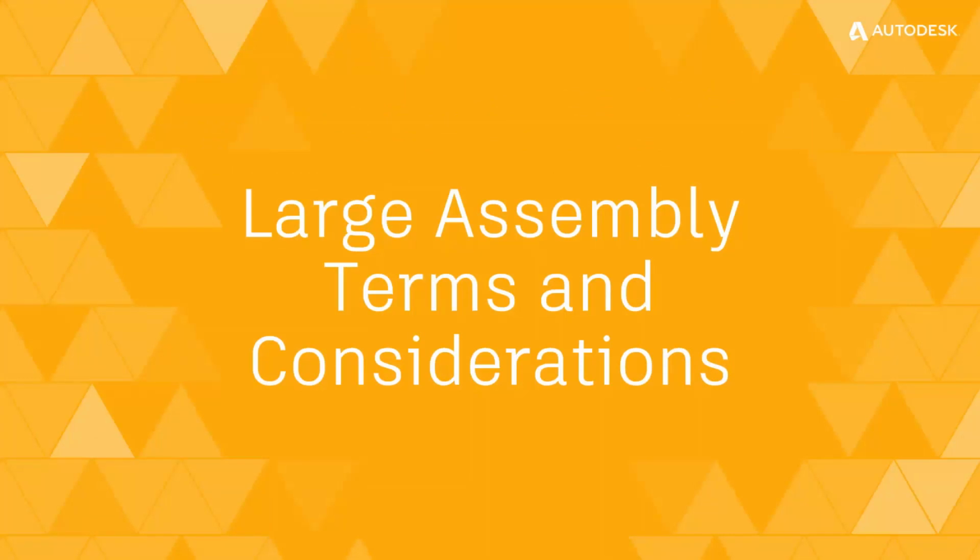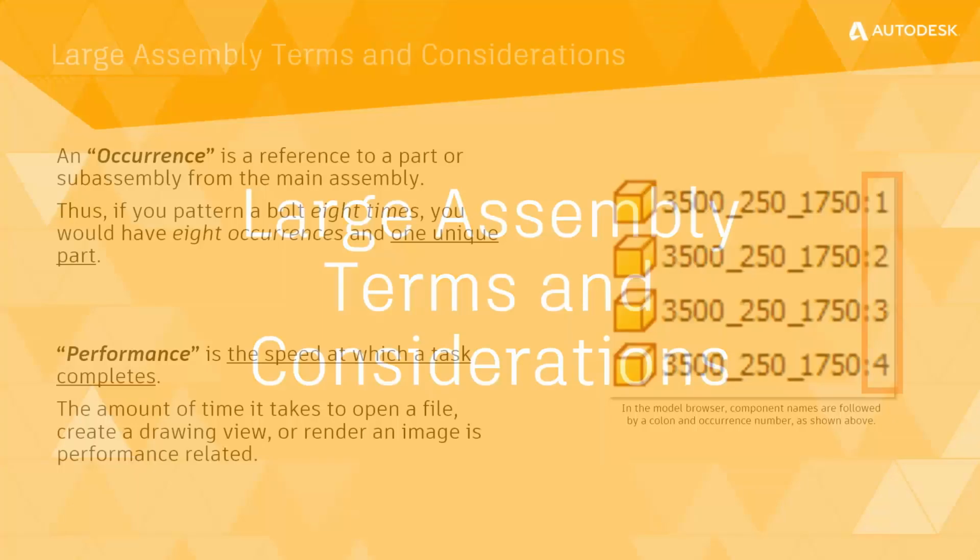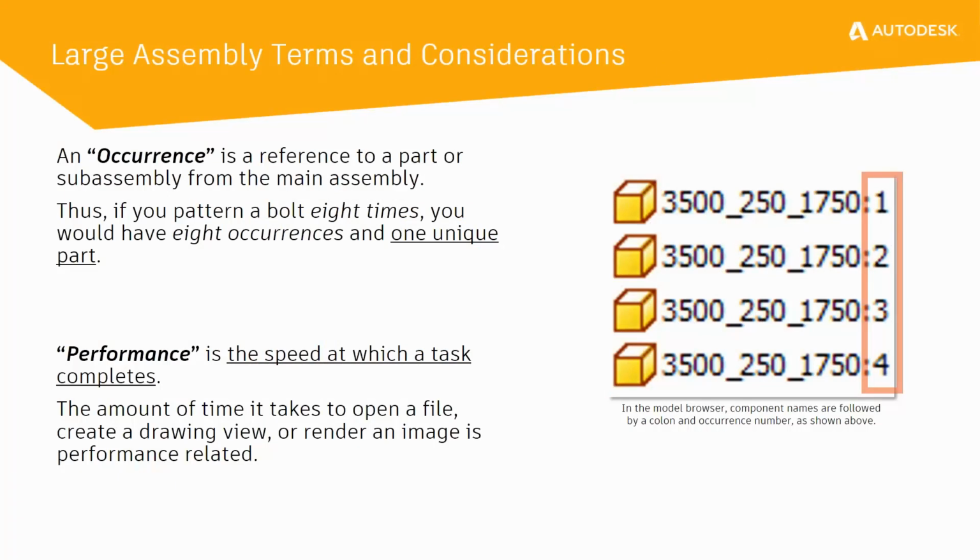Let's look at large assembly terms and considerations, just some of the more common ones. Occurrence is a reference to a part or subassembly from the main assembly. As you can see in the image on the right, if you have a pattern or numerous instances of a part or a subassembly inside of your assembly, you'll note that this becomes an occurrence. It's unique once, but it's actually attributing to the overall number of occurrences inside of an assembly. Here you can see 4.